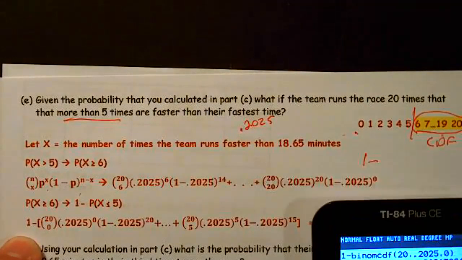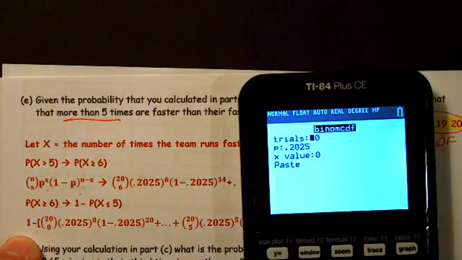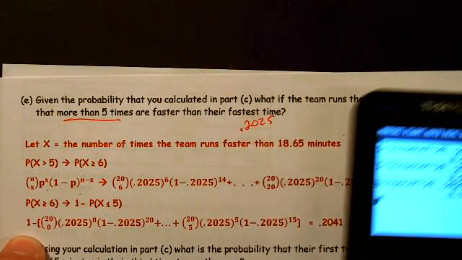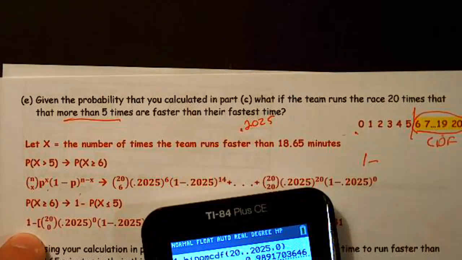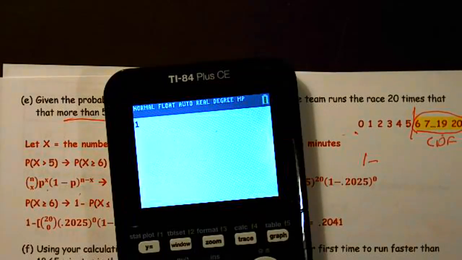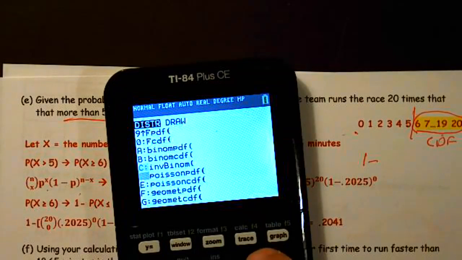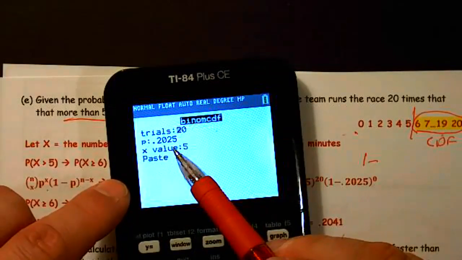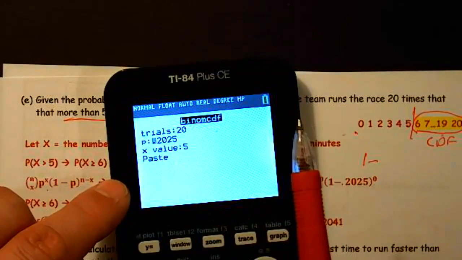And something went wrong. Second vars, binomial CDF. Do that again. Oh, I forgot to change the X value to 5, and I need to do the 1 minus. So let me do that one last time. 1 minus, I'm sorry about the mistake, second vars, binomial CDF, 20 trials, P is 0.2025, X is 5.